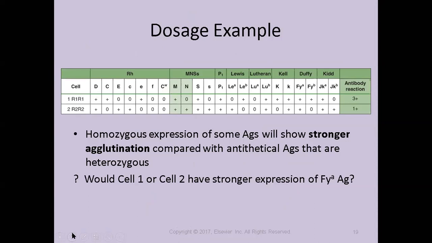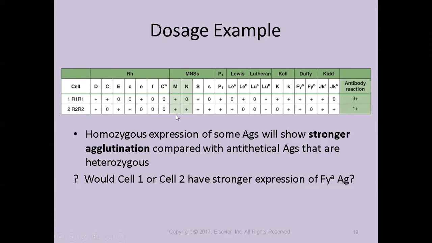So another important thing with dosage is we could look at antigrams of cells that we use in testing, and we could predict, for instance, which cells are going to react more strongly when someone has an antibody against a certain antigen. Okay, so here we see an antigram from some screening cells from our book. And using the MN example from the last slide, if we look at the first cell, we could see M only. This is MM, because they did not inherit the N antigen, which is its antithetical. So we're going to have much stronger representation of the M antigen on the first cell than we would on the second cell, where we see the M and the N are both expressed on this cell. Okay, so there's definitely more M on one than there is on two.